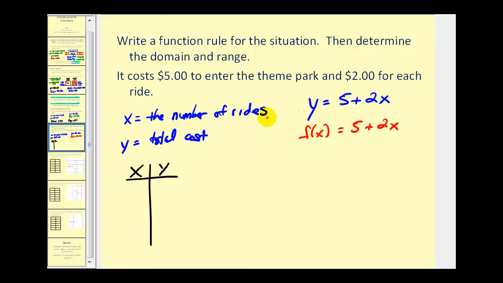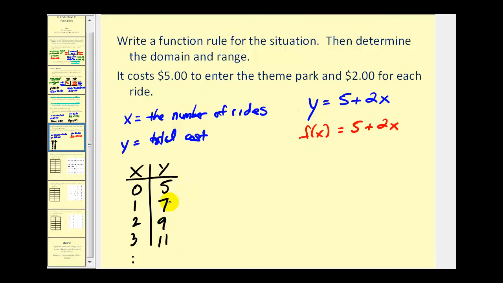Remember, x represents the number of rides, so x could be 0, 1, 2, 3, and so on. Let's see what y would be for these different x values. Well, when x is 0, we have 5 plus 2 times 0, that's 5. When x is 1, we'd have 5 plus 2 times 1, that's 7. When x is 2, this would be 4, so 5 plus 4, that would be 9. And then when x is 3, we'd have 5 plus 6, or 11, and so on.